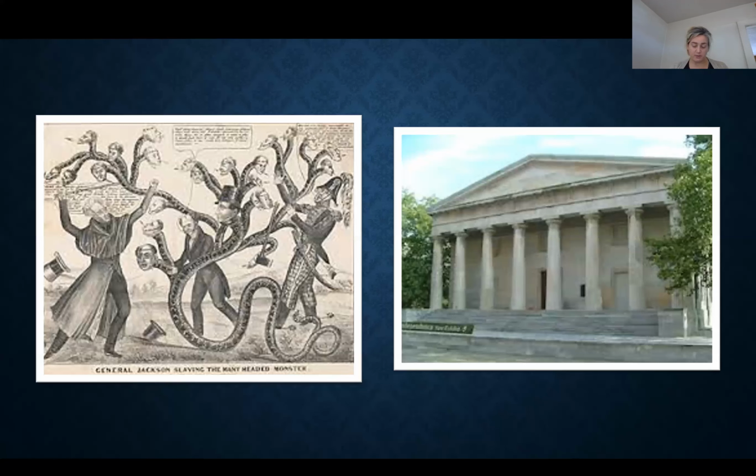Eventually, the money that was removed from the Second Bank of the United States was placed in smaller state banks. And as a result of Jackson destroying the largest corporation in the United States and placing the money that it had in smaller banks, Martin Van Buren would have to deal with an economic crisis during his presidency. Along with destroying the bank, Jackson destroyed the reputation of not only Henry Clay, but also the president of the Second Bank of the United States, Nicholas Biddle.